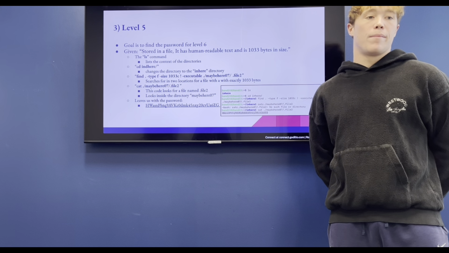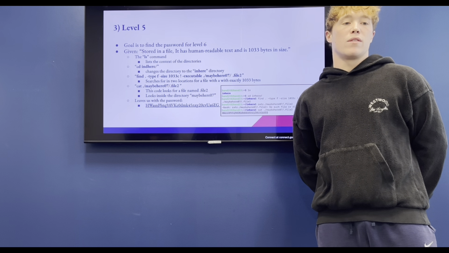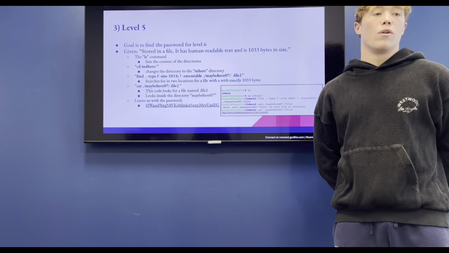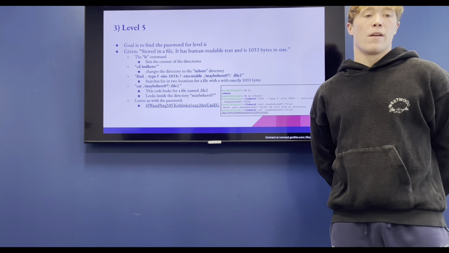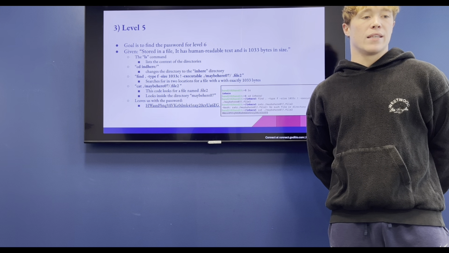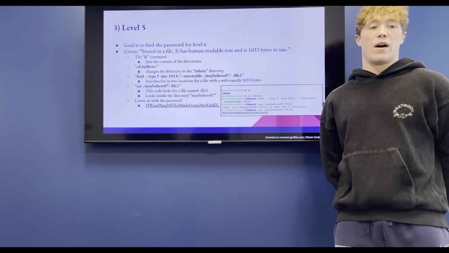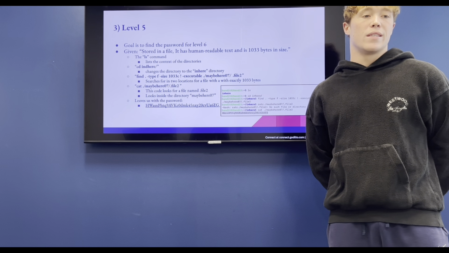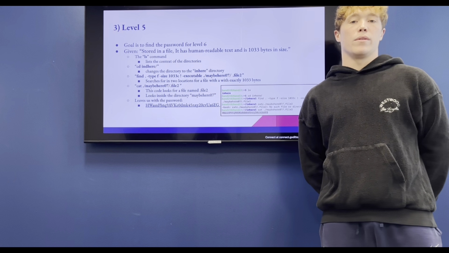Our third step, the find command with type f, size 1033c. This whole command searches two locations. It searches maybehere and file2 for a file with exactly 1033 bytes. The string !executable means that the file is not executable. And then finally, the cat command looks for a file named file2 inside the directory maybehere. Cat then prints the contents of the file, leaving you with the password.